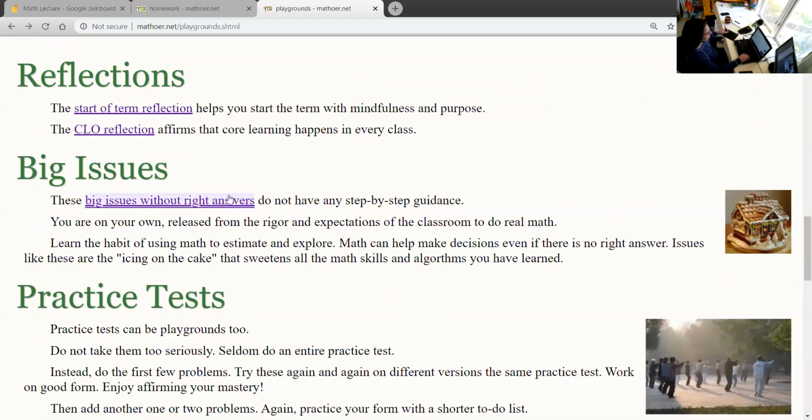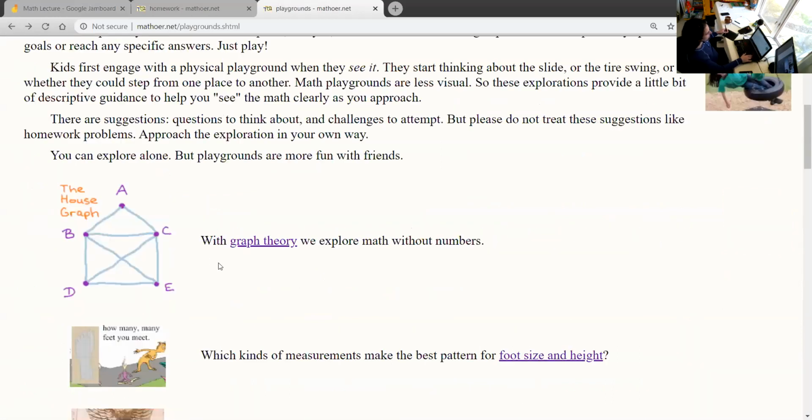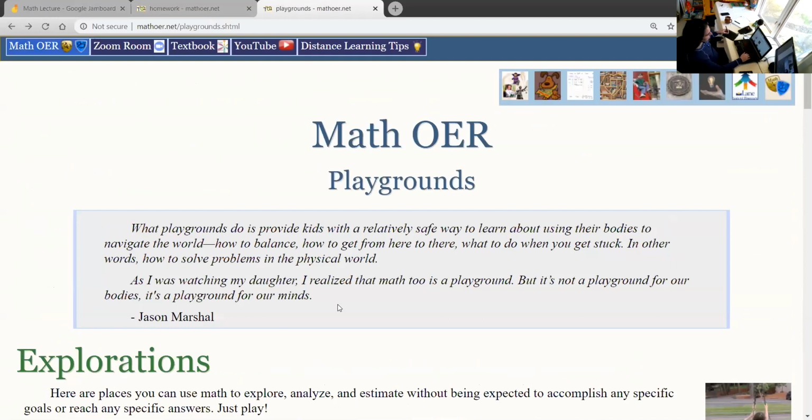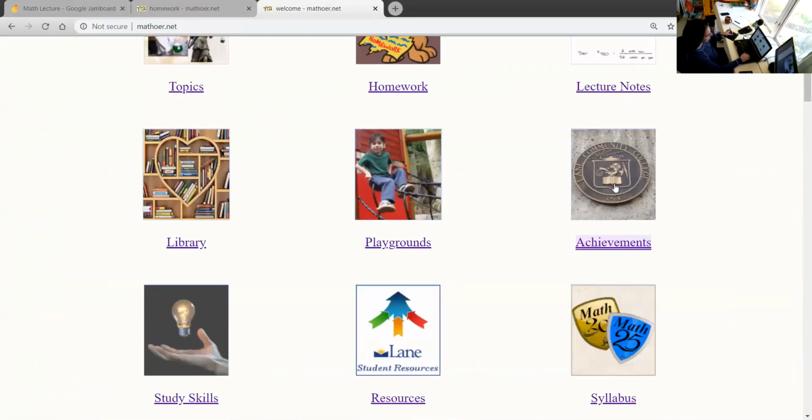So I will remind you in the homework after class, spend some time kind of looking at the playgrounds, but more importantly, picking out which big issues you want to do. Then when we have the grading, then all of that happens.